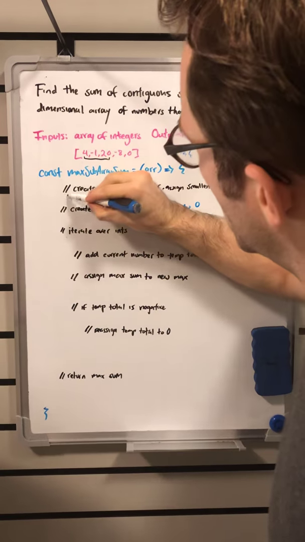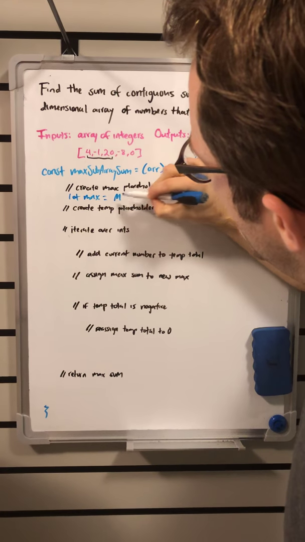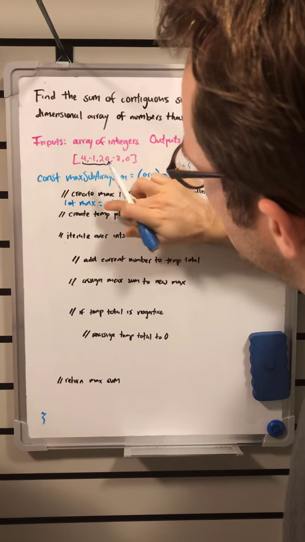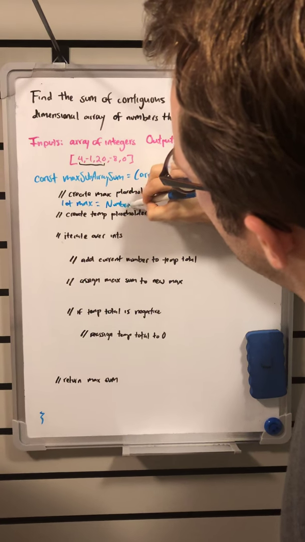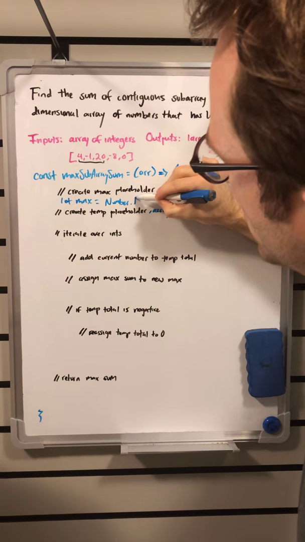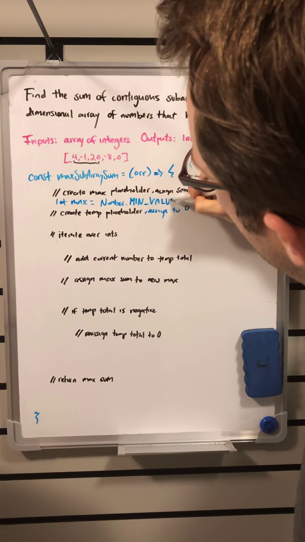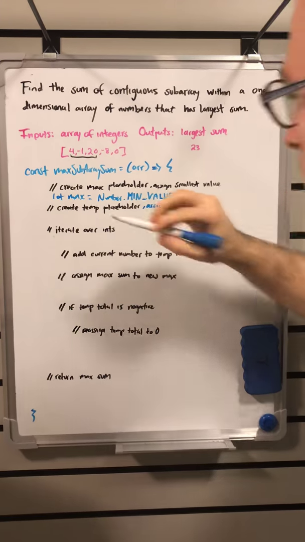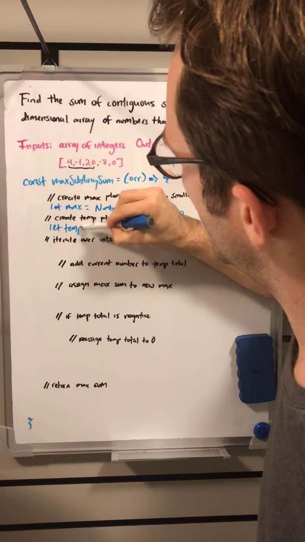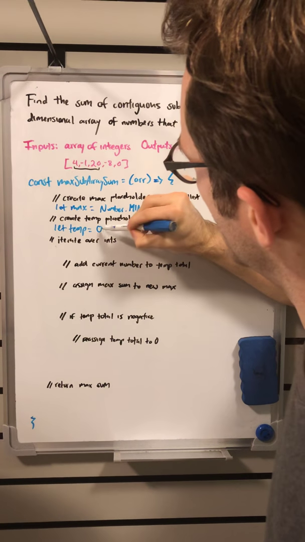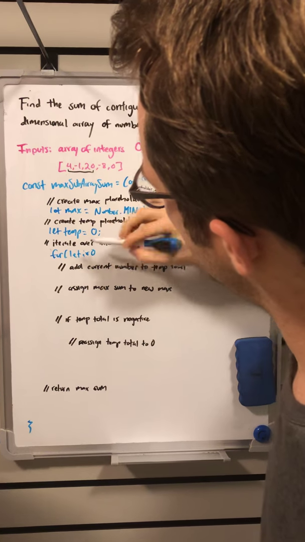Okay, so first thing we are going to do is create our max. We're going to set it to the Number class in JavaScript, and we're going to have it be Number.MIN_VALUE. This grabs the lowest possible value in JavaScript. And we're going to create a temp variable, assign it to 0, it's our temporary total. We're going to iterate through the array of integers.